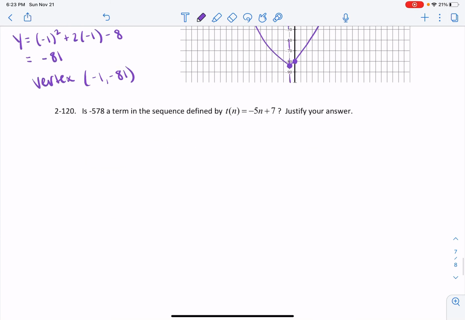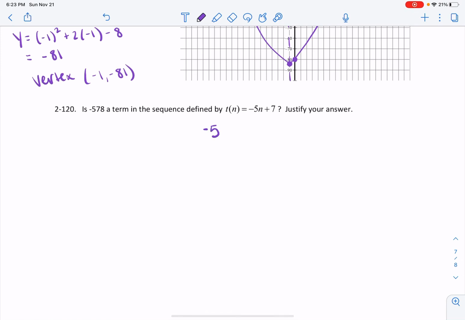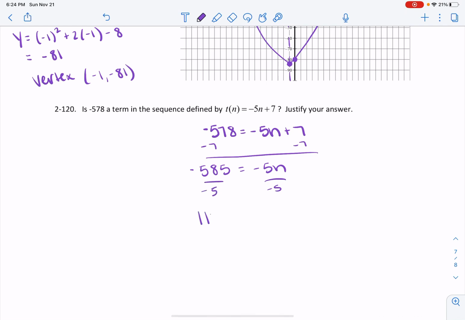And then the last one is negative 578. Determine if the sequence defined by t of n equals negative 5n plus 7, justify. So to see if this is a sequence, we can actually just plug it in for t of n and see if we get a whole number as our answer for what term it would be. So that is actually 117 equals n. So this would be yes when n equals 117.